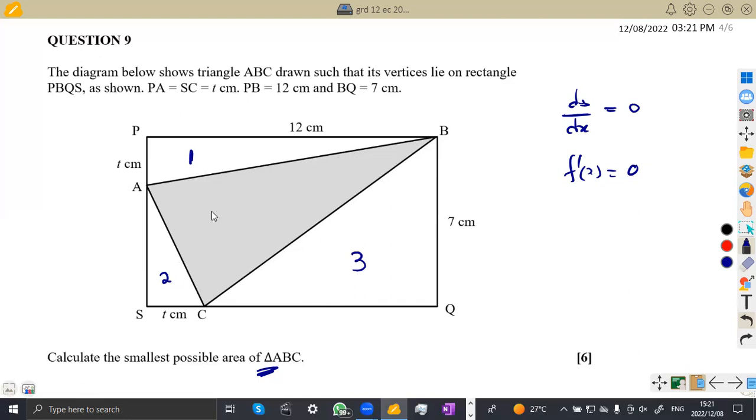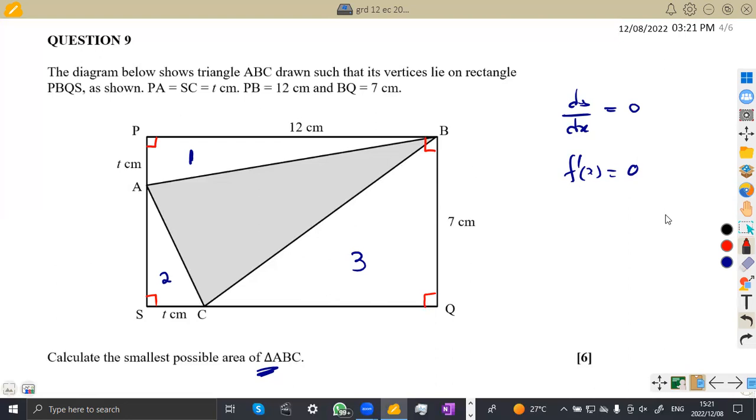So what we need is to find the dimensions, because these are right angle triangles. Remember, it's a rectangle. So that means this will be at 90 degrees, this will be at 90 degrees, at 90 degrees, at 90 degrees. Remember the properties of a rectangle.